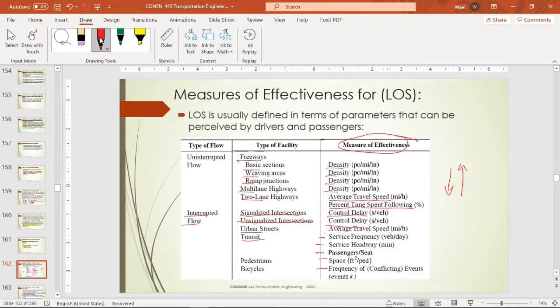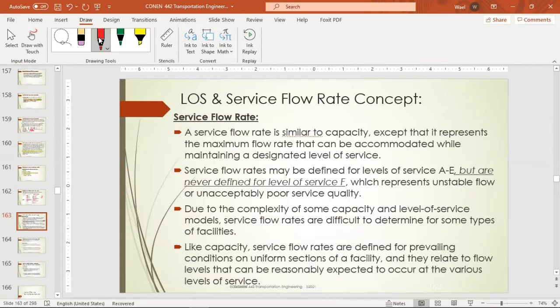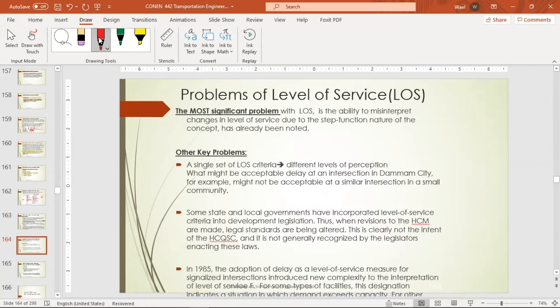This is important to know. Level of service and service flow rate concepts. The service flow rate concept is basically the maximum volume at a certain level of service that can be achieved. And we use it for planning purposes.